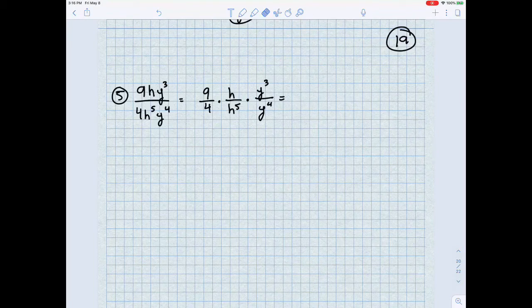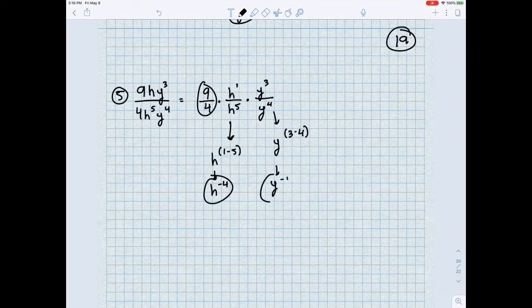So let's take a look. Let's solve each of the different parts. 9 over 4, I'm just going to leave it like that. Okay, h divided by h to the 5th power. That's like saying h to the 1 divided by h to the 5th power. And I know with division, I just subtract my exponents. So 1 minus 5. So this is simplified to h to the negative 4th power. Let's simplify the y's. So the same thing, it's a division problem. So I'm going to subtract my exponents, 3 minus 4. So now I have y to the negative 1 power.